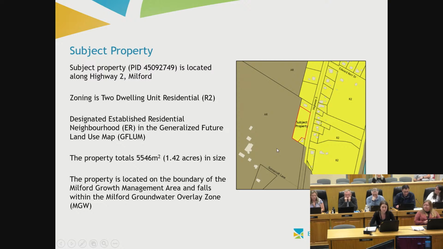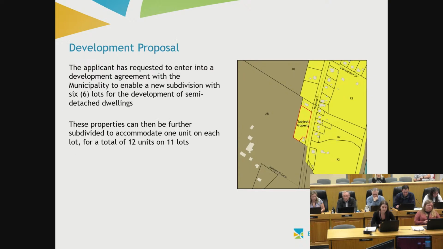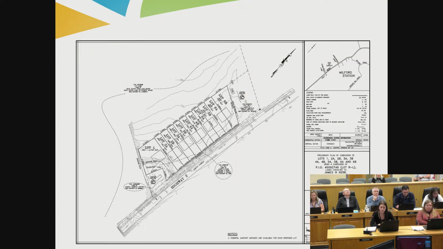The property is zoned to dwelling unit residential, the R2 zone, and designated established residential neighborhood. The property totals just over 5,500 square meters, and it is located on the boundary of the Milford Growth Management Area and is within the Milford Groundwater Overlay Zone. So the applicant has requested to enter into a development agreement with the municipality to enable a new subdivision with 6 lots for the development of semi-detached dwellings. These properties can then further be subdivided for a total of 12 units on 11 lots.